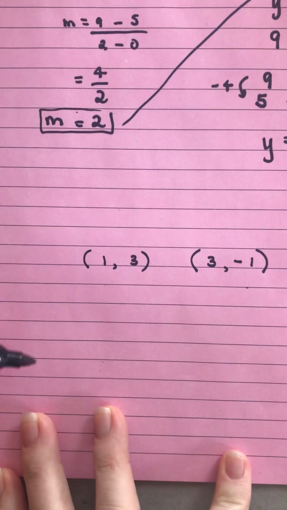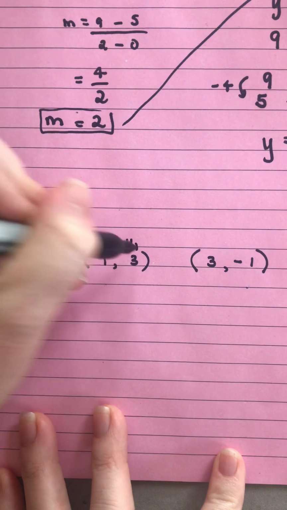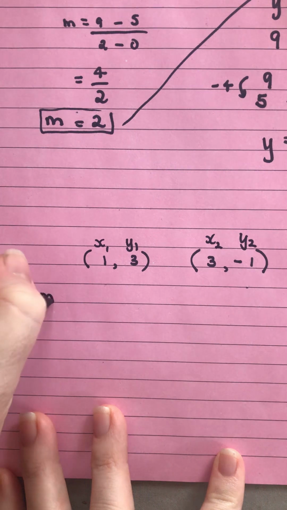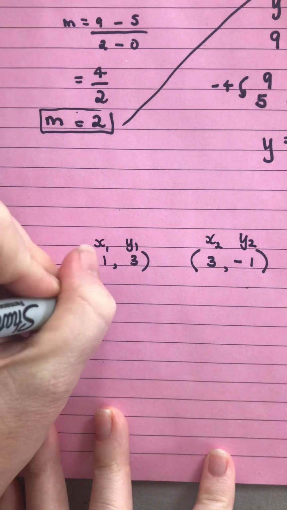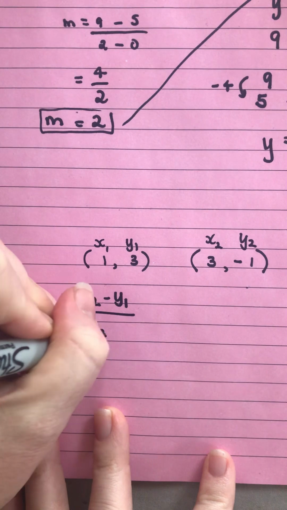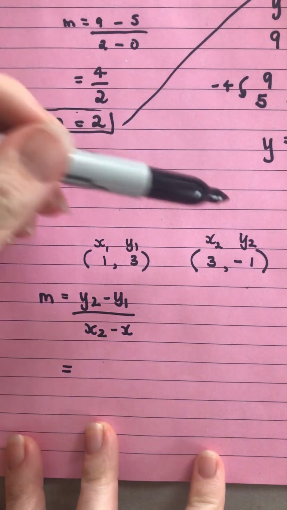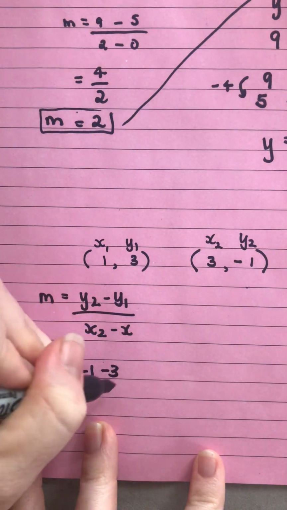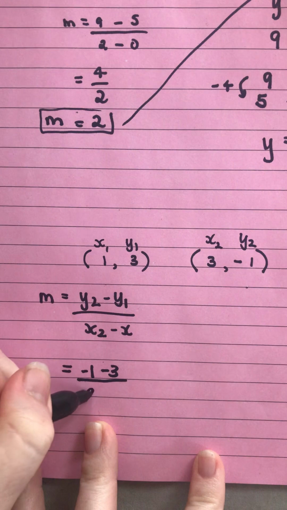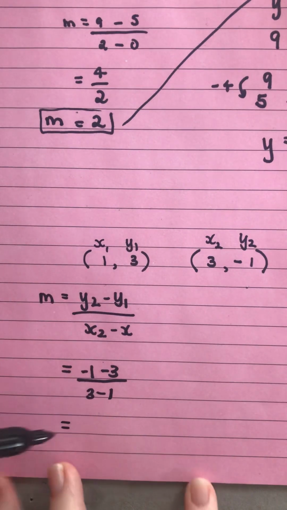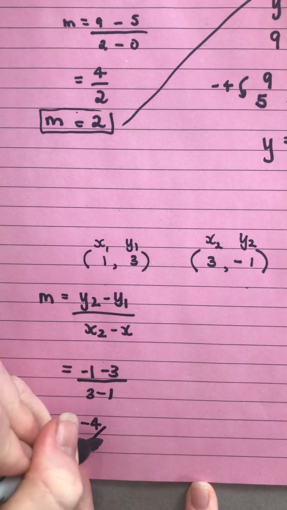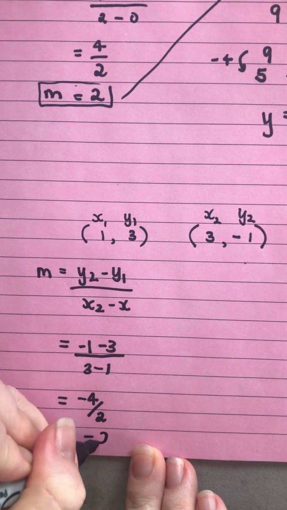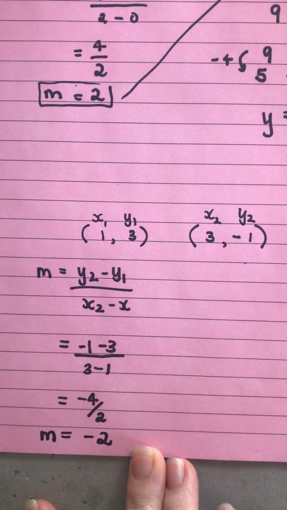So we're going to start it the same way. We're going to write our x1, y1, x2, y2. Then we're going to write our rule for gradient. M is equal to y2 take y1 over x2 take x1. So I'm looking up here, my y2 is going to be negative 1, and I'm going to take away 3. And over here I've got a 3, and I'm going to take away 1. So I get left with negative 4 over 2. Now when I do negative 4 divided by 2, I will get negative 2 as my answer. That's what my m is equal to.